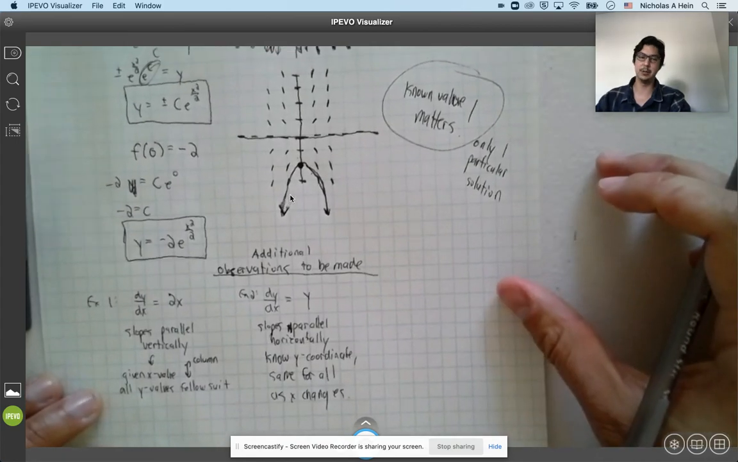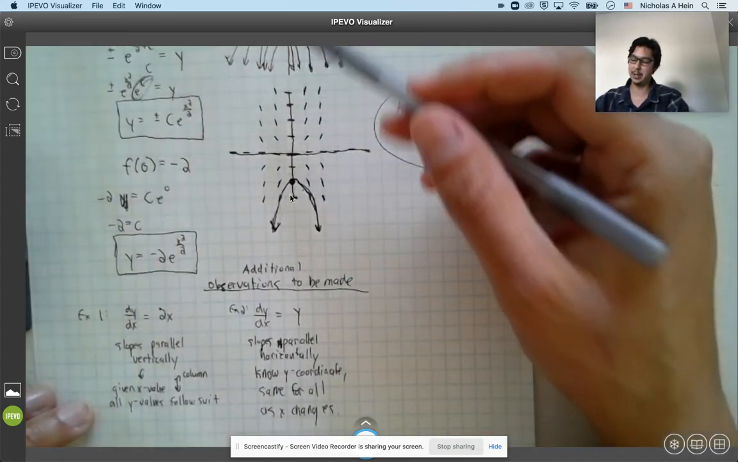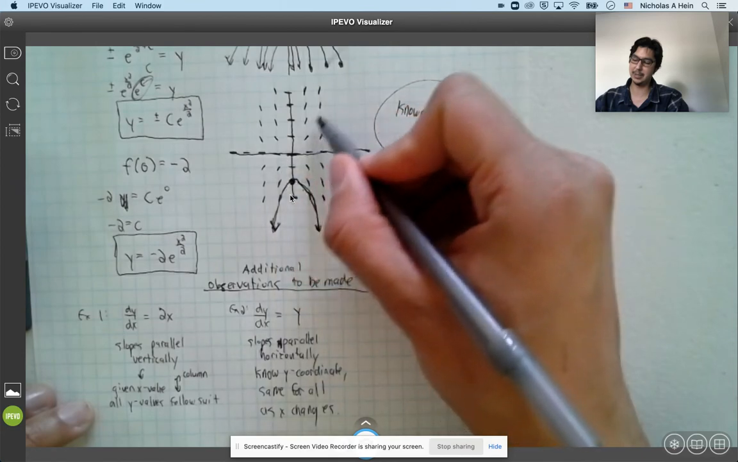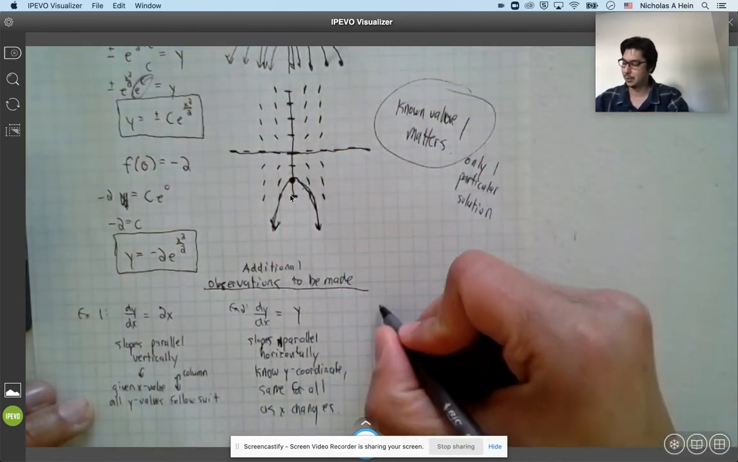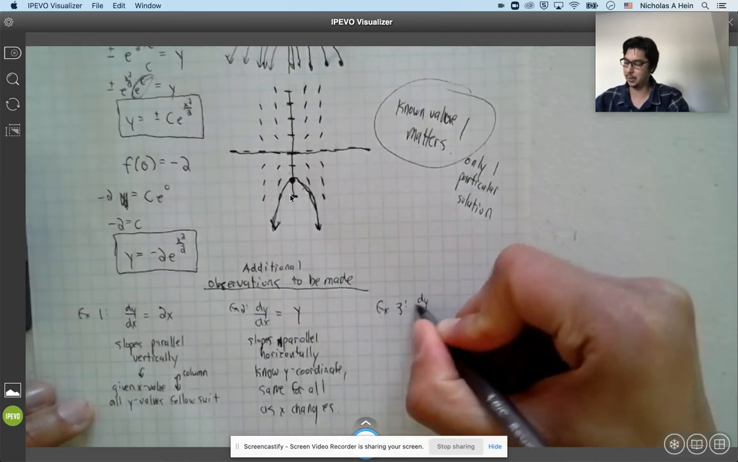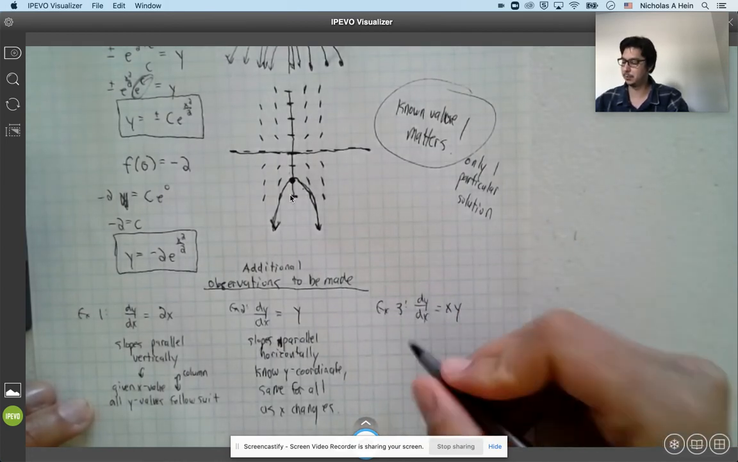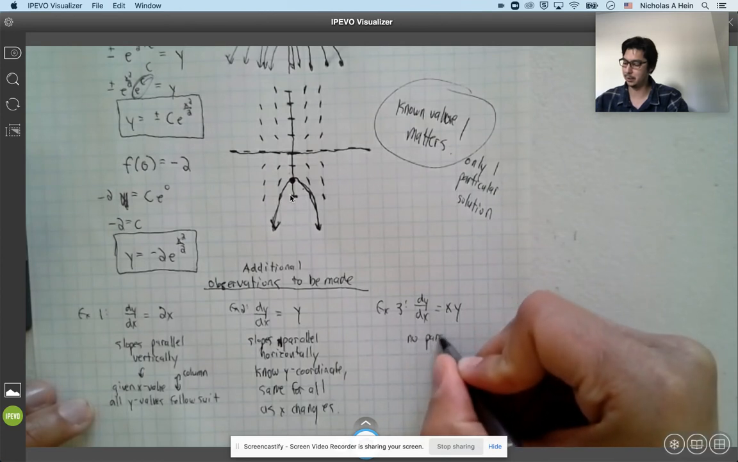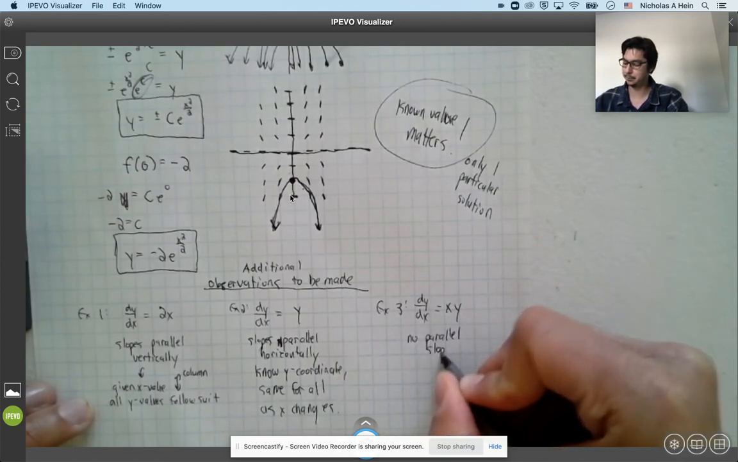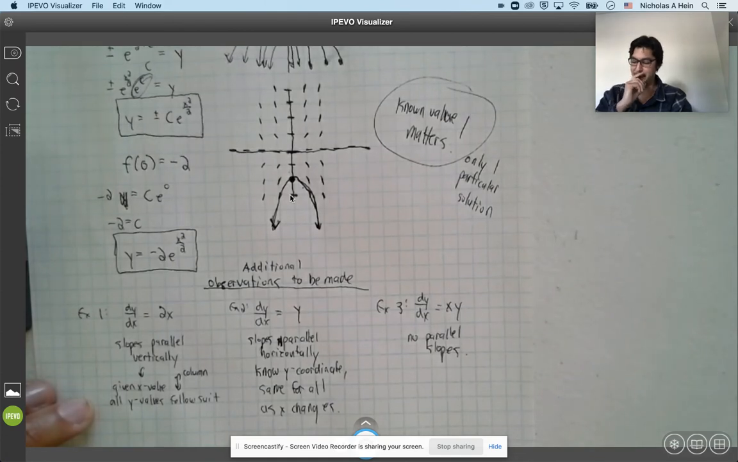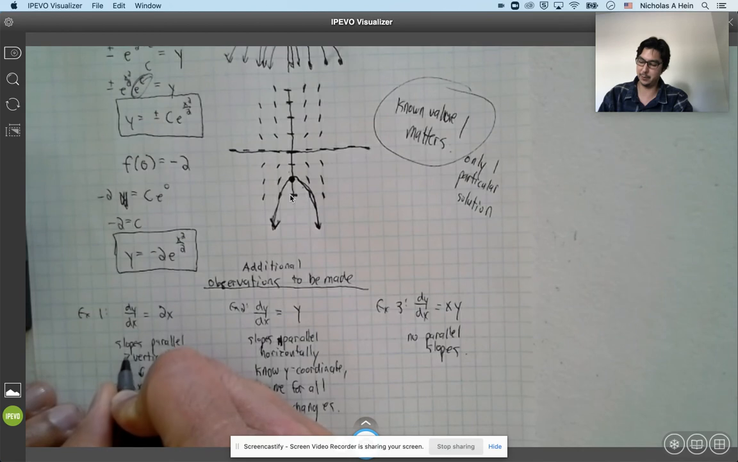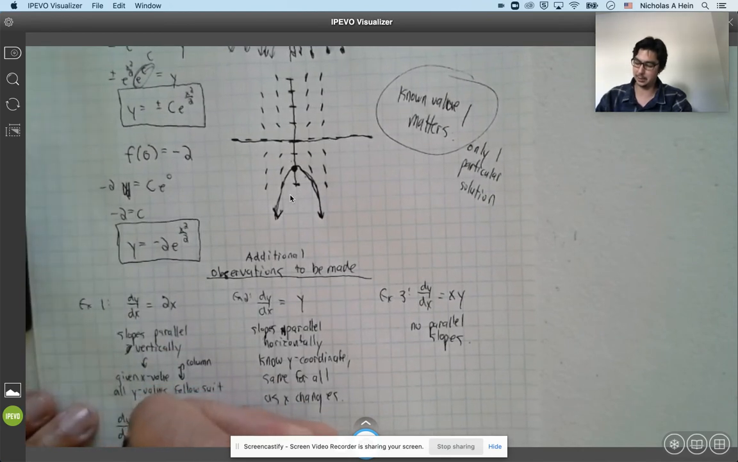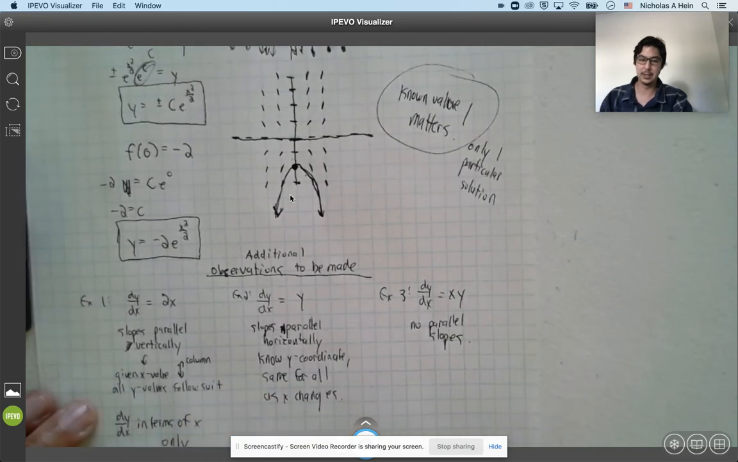And then this third example, notice that there's really no parallel slopes here. The slopes were the same at a diagonal, but you wouldn't call those lines parallel because they're on top of each other. So example 3, which was dy dx equals xy, there was no parallel slopes. Now, the additional observation to be made here is notice that vertically is when your differential dy dx is in terms of x only.